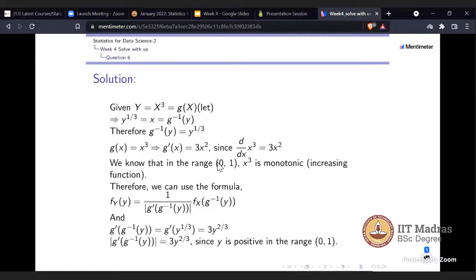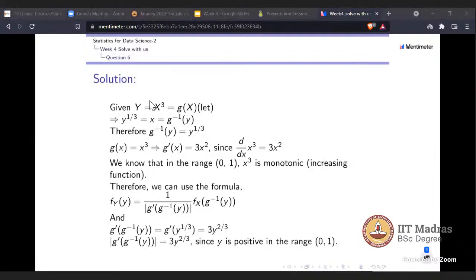So now how to check the range? For x equals 0, since y is defined as y equals x cube, y is again going to be 0. Now if you put x to be 1, y is also going to be 1. So your y is lying in the range 0 to 1. Yeah, y is also lying between 0 and 1.